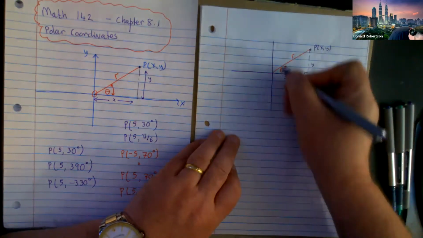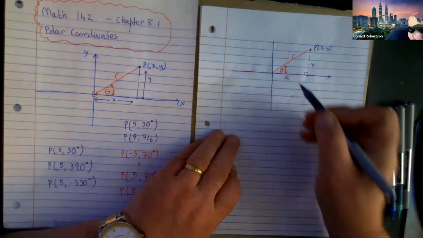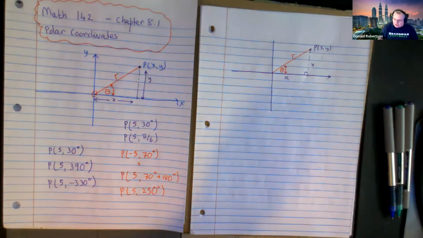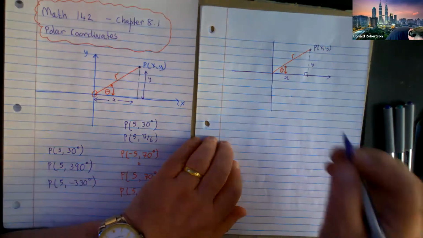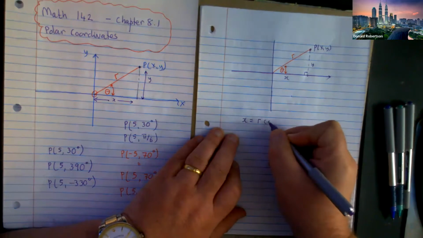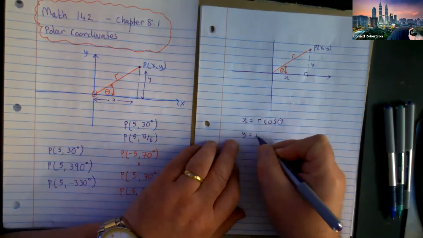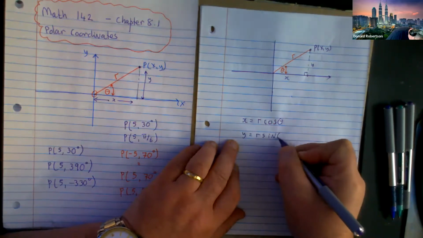If you do the right angle triangle with sides X, Y, and R, and you do theta, you can do SOHCAHTOA, right? Sine of theta is this, cosine theta is that. And if you rearrange those things, you will get the following connections. The X is R cos theta, and the Y coordinate is R sine theta.